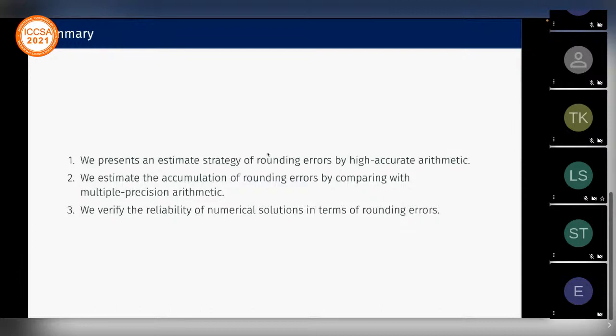So finally is the summary of my talk. First, we present an estimate strategy of the rounding errors by high accuracy arithmetic. Second, we estimate the accumulation of the rounding errors by comparing with the multiple precision arithmetic. And finally, we verify the reliability of the numerical solution in terms of rounding errors. This is all about my talk today. Thank you. If there are any questions, we can discuss.